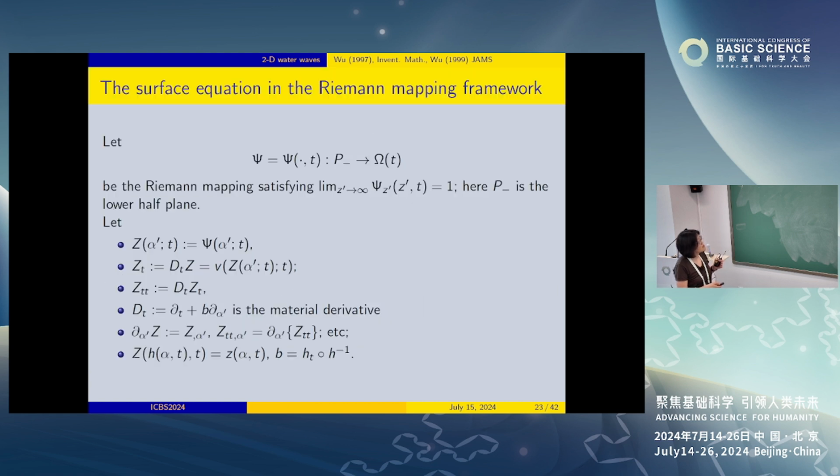So we will use the Riemann mapping just to flatten out the whole thing. The Riemann mapping is a mapping taking the lower half plane to the fluid domain. Of course, we know that it also takes the interface to the interface.